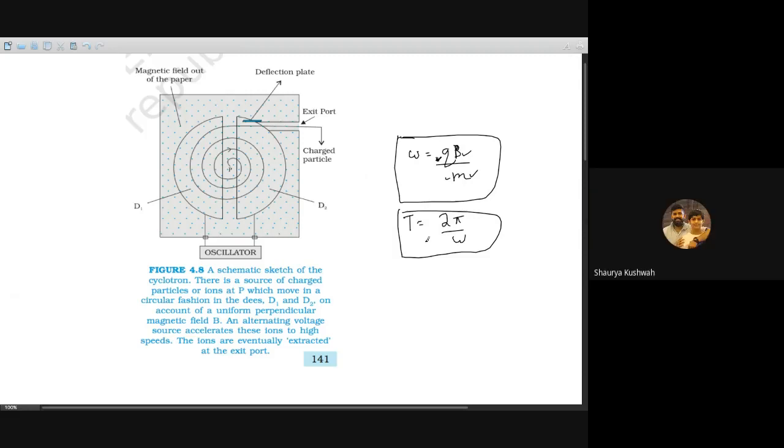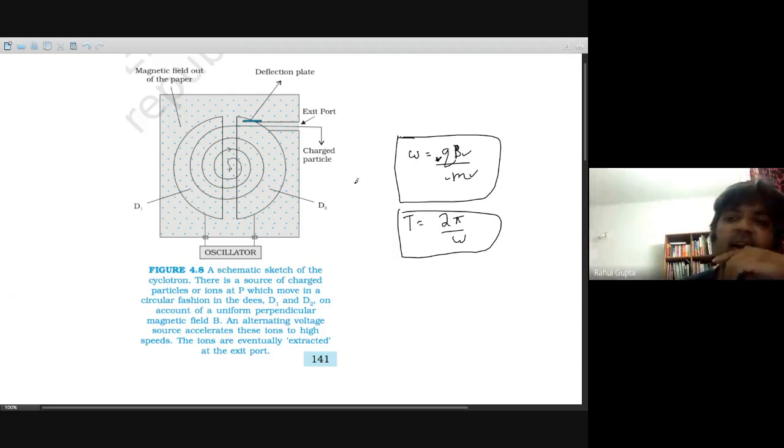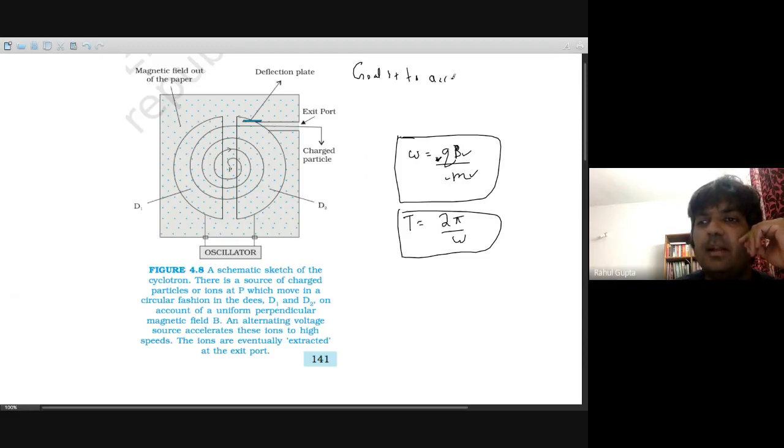Yep, makes sense. So now this is the underlying principle of the cyclotron, where the goal is to accelerate the charged particle.